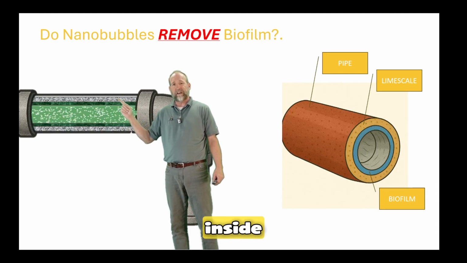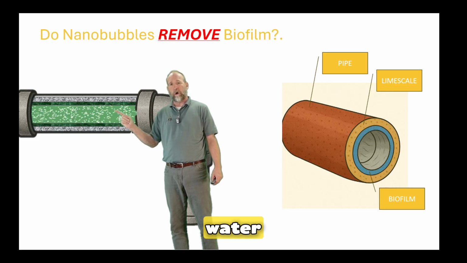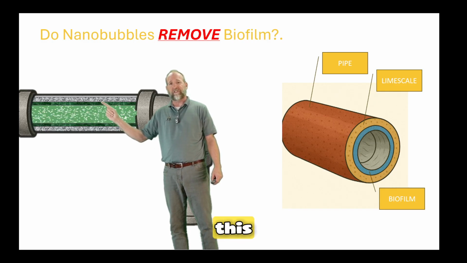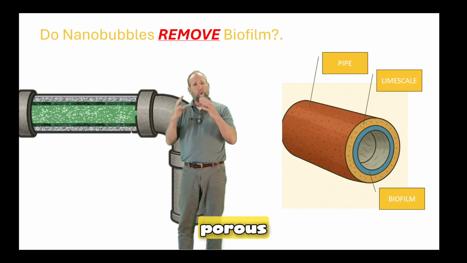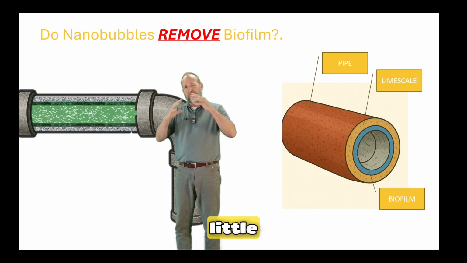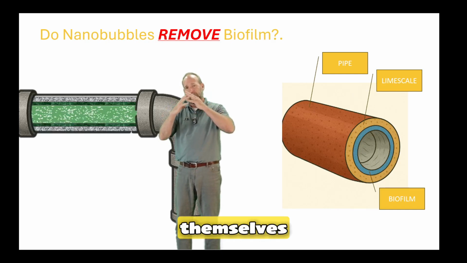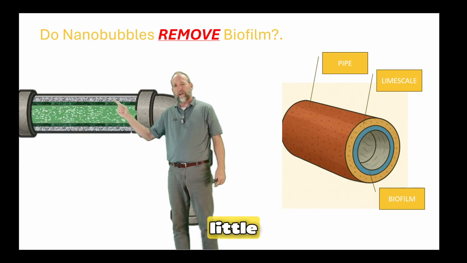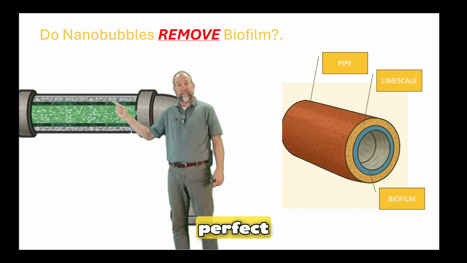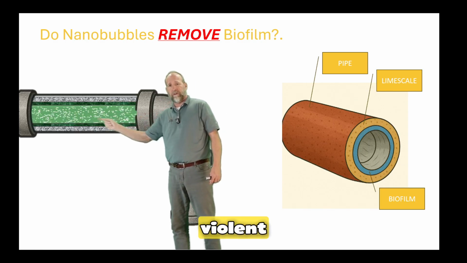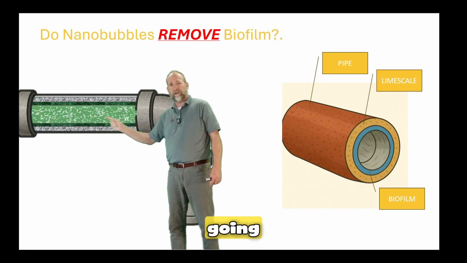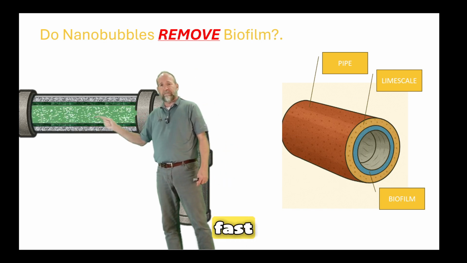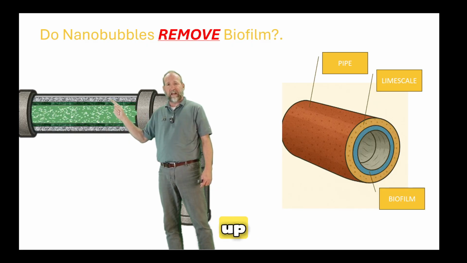So what happens inside the pipe is as scale builds up, if there's any type of bacteria in this water, what it wants to do is go up into this scale, and that scale is porous. And it builds a little scaffolding. The bacteria will knit themselves up into that scale and embed themselves. And they find a nice little home there where there's a perfect temperature. And also they're outside of the violent stream of water. So you've got water going through here, it's pretty fast, and the bacteria can hide up in here.